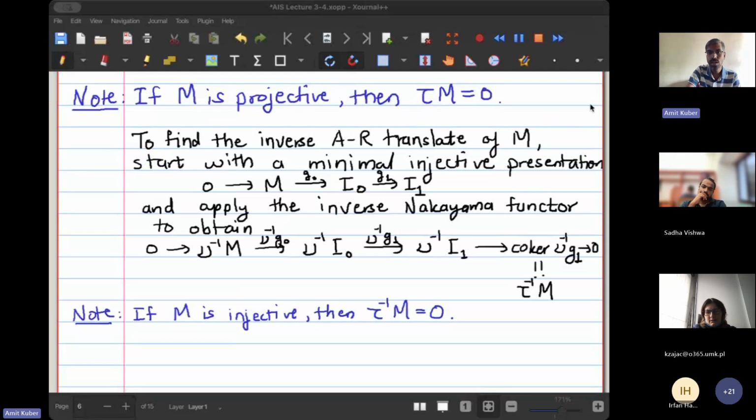Are you okay with these definitions? Yes, yes.